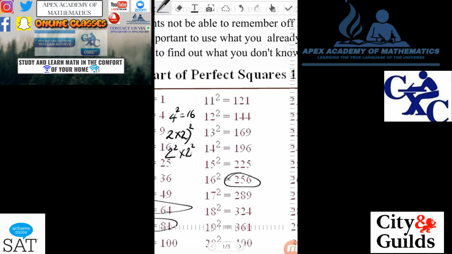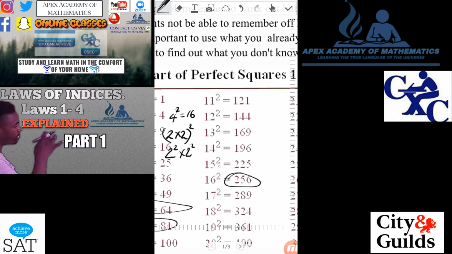So here you can clearly see that 2 squared times 2 squared is still the same thing as 2 times 2 squared. All right, that's the power to power property. Of course, if you want to know what that property is along with other properties of indices, do check the description box below for links to that video.